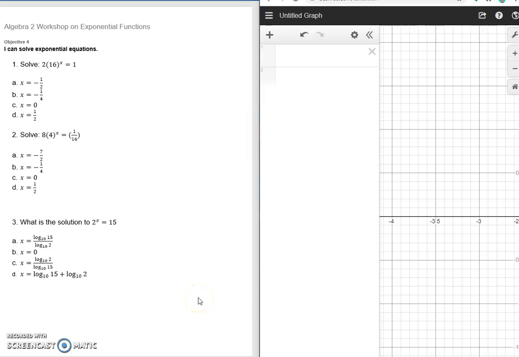For our last and final example for our objective 4, what is the solution to 2 to the power of x equals 15? Well, you all know that if we cannot express the bases in the same base, we will have to use the logarithms. So let's do the natural log for both sides. We will have to do this manually.